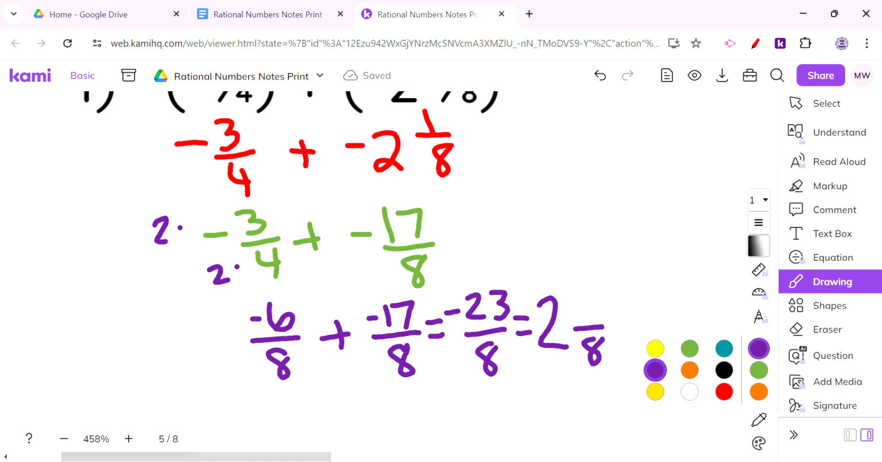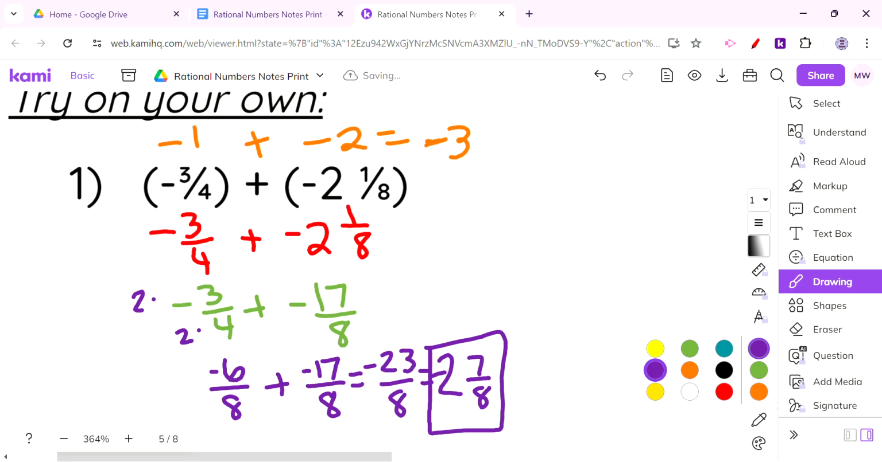So 8 times 2 is 16. So how many leftovers are there to get to 23? So 23 minus 16 is 7. So you have negative 2 7/8. All right, and now if we check with what we estimated, very close. We had estimated negative 3.